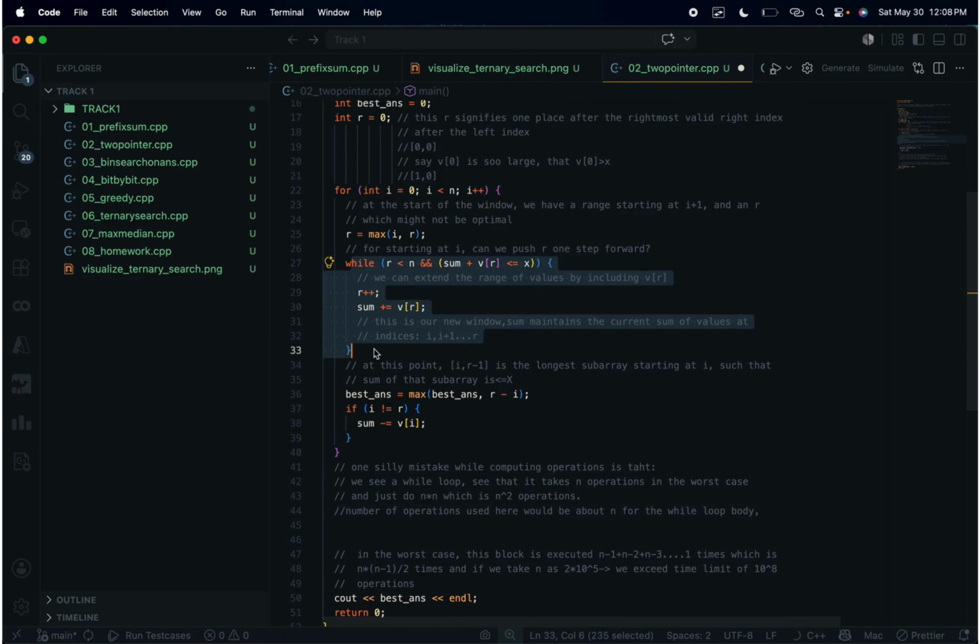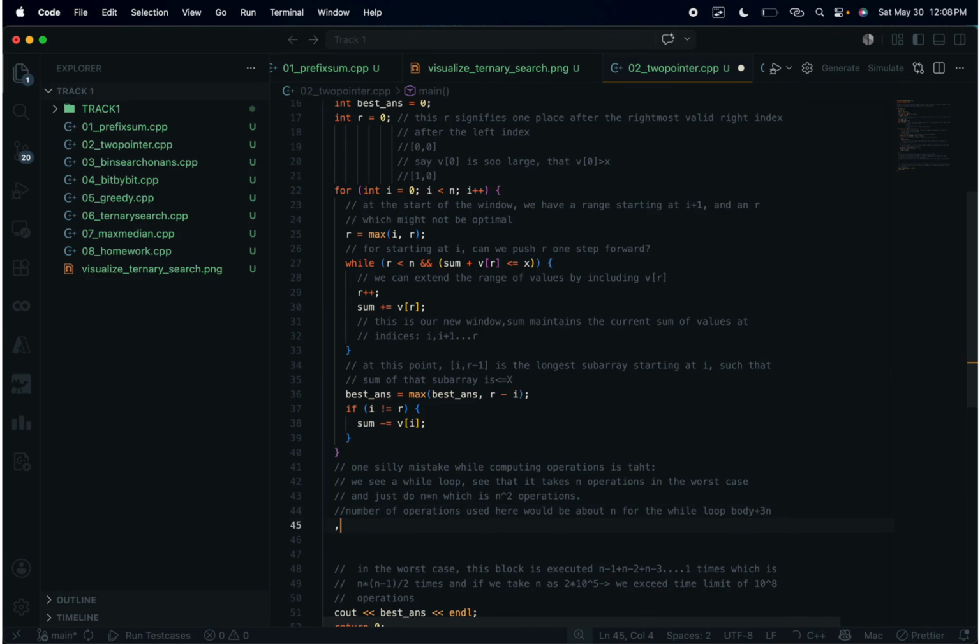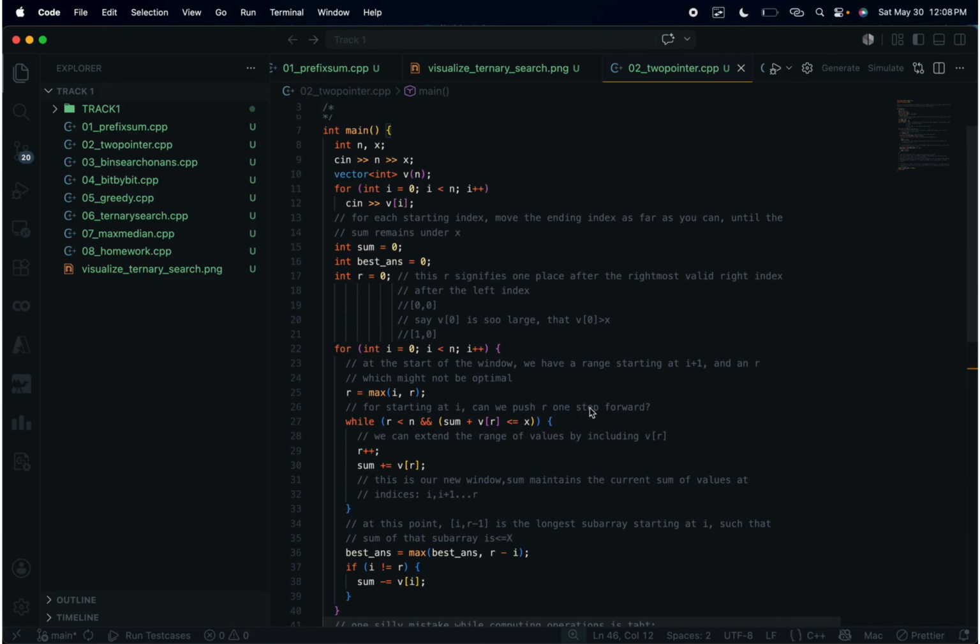So again, repeating: the while loop body, added over all iterations for i, would be n for the while loop body, and it would be 1 here, 2 here, say 3n here, plus 3n. So instead of using n square operations, we use about 5n operations instead of n square, which is about 1e6, 10 power 6, which fits in the time limit. So this is the two pointer technique that we used.